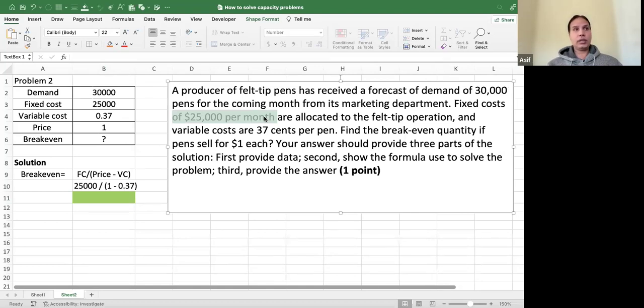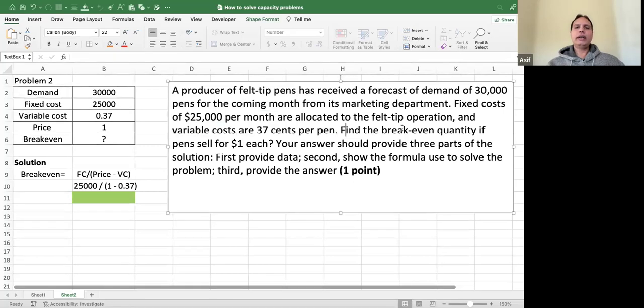They have machines and other types of expenses. That's called fixed cost, and we call them fixed costs because they don't change. And the next thing is variable cost of 37 cents per pen. So this is variable cost, which means this is the cost of making each pen. So every time they make a pen, the cost they incur on each pen is 37 cents.